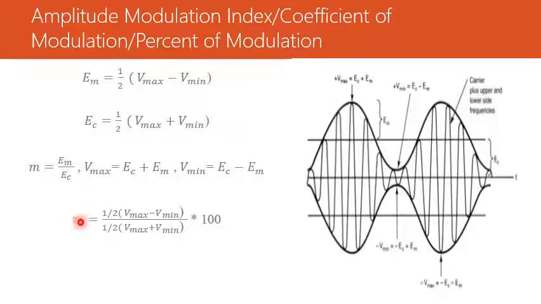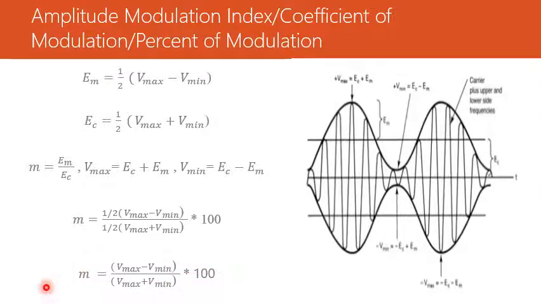So this modulation index M is equal to Em by Ec. We already described Em and Ec in terms of V max and V minimum. If you substitute these two relations in this equation, M becomes 1 by 2 into Vm max minus V minimum divided by 1 by 2 into Vm max plus V minimum, into 100. So this 1 by 2 cancels. Finally, M is equal to Vm max minus V minimum divided by Vm max plus V minimum, into 100.